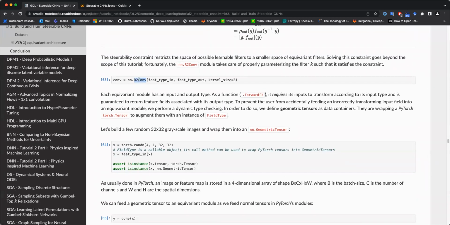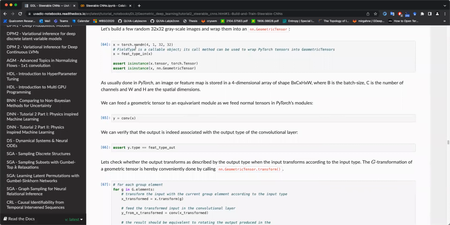Okay, this is how you instantiate a convolution layer. So you would do, like, from torch.nn import Conv2d. Here you import R2Conv, just to say that it's a convolution over R2. And rather than specifying the input channels and output channels, this time you specify the input type and output type, which is essentially telling you the number of channels plus how those channels are supposed to transform.